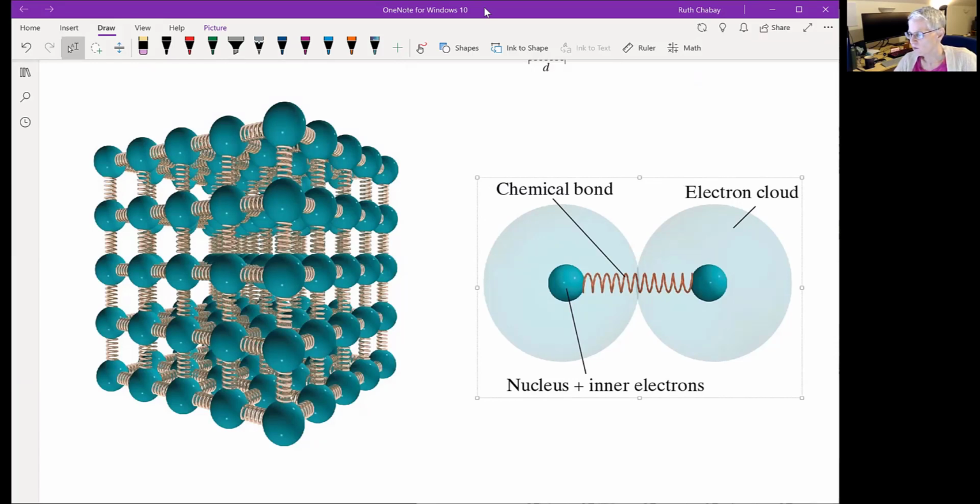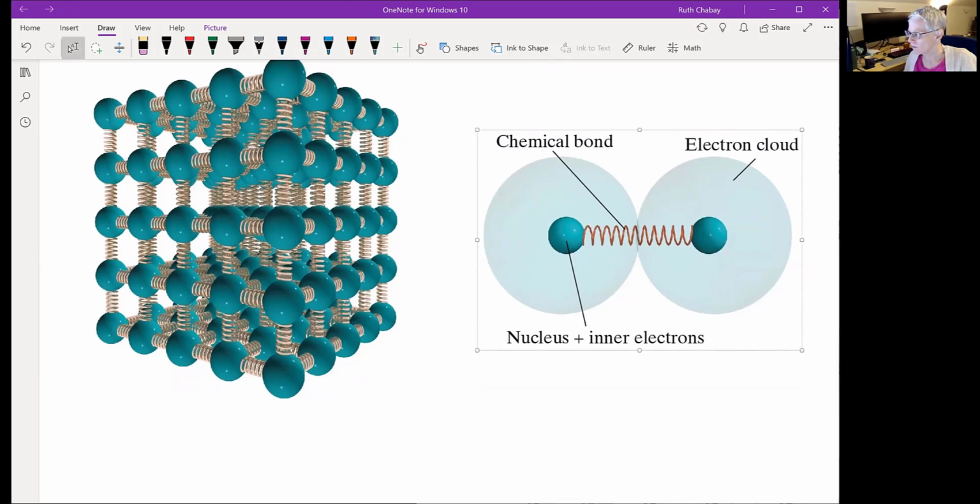And in this model, what we're saying is that the ball represents the nucleus and the inner electrons. Now, almost all the mass of the atom is in the nucleus because protons and neutrons have masses 1,000 times greater than electrons do. And this electron cloud that forms the chemical bond is represented by a spring. So the key of this model is that we're going to model these chemical bonds between atoms as if they were spring-like. Now that turns out to be a really good model for a chemical bond.